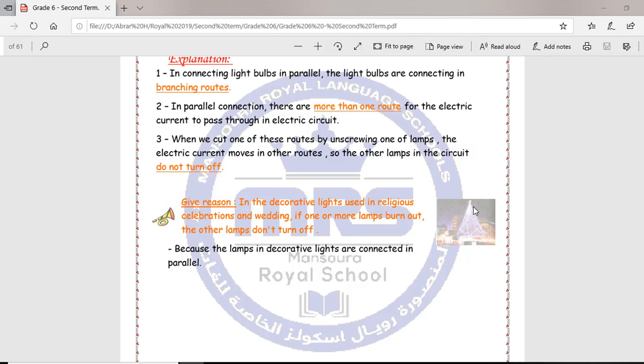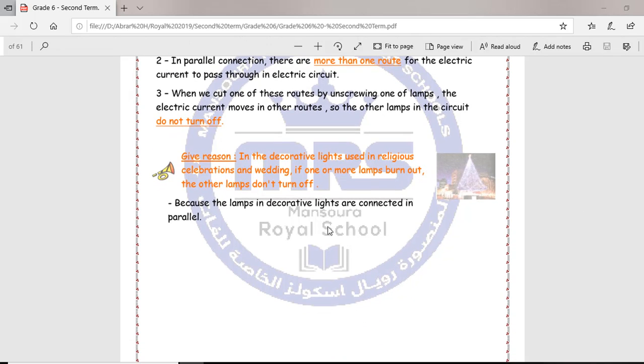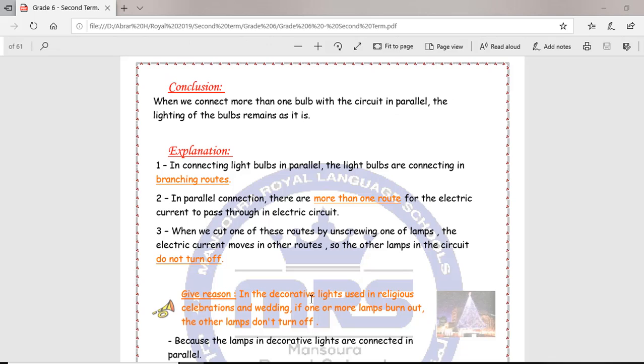Give reason: in the decorative lights used in religious celebrations and weddings, if one or more lamps burn out, the other lamps do not turn off. Why? Because the lamps in decorative lights are connected in parallel connection. The light bulbs are connected in branching routes, because the electric current passes through more than one route. So the electric current flows even if one lamp is unscrewed or burned out.